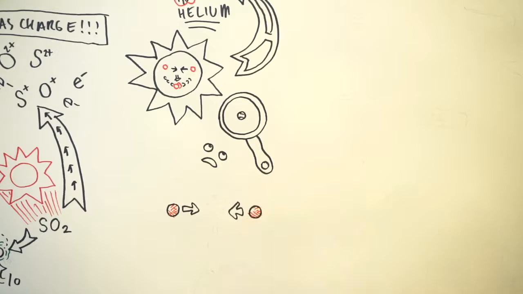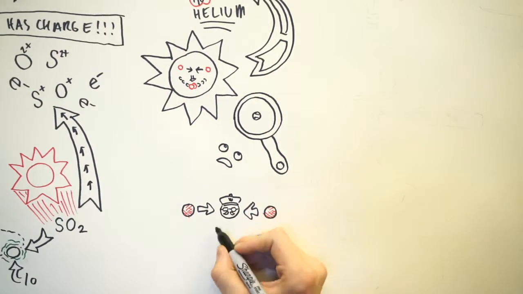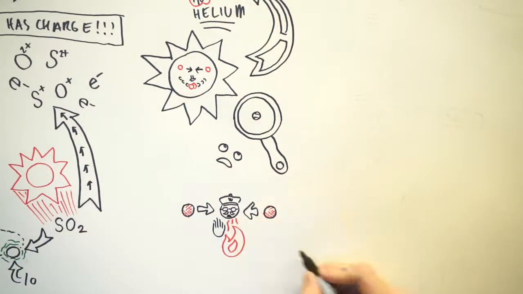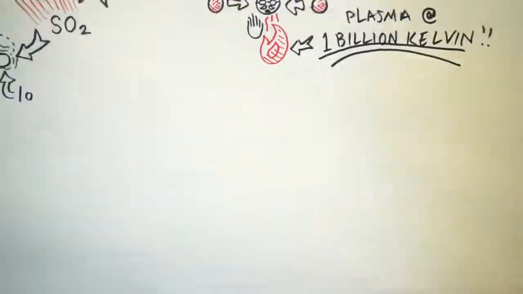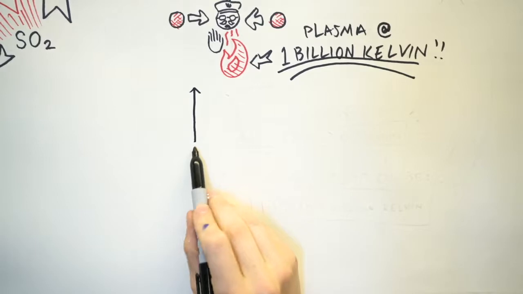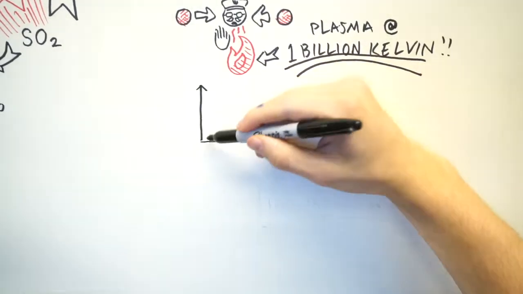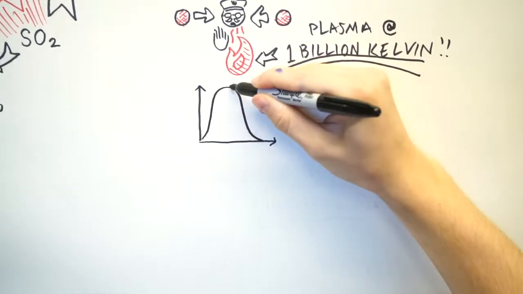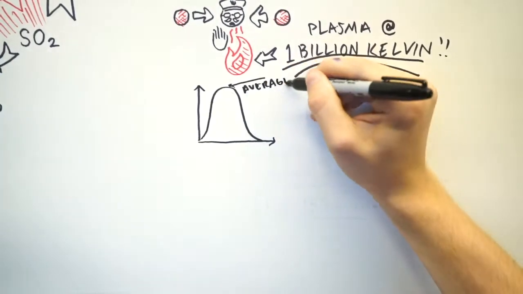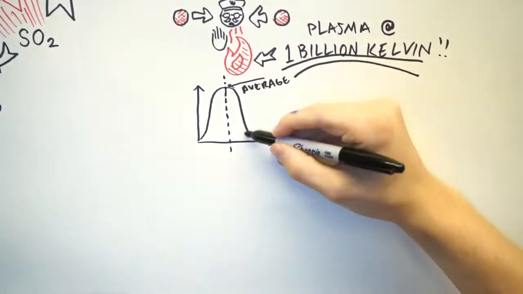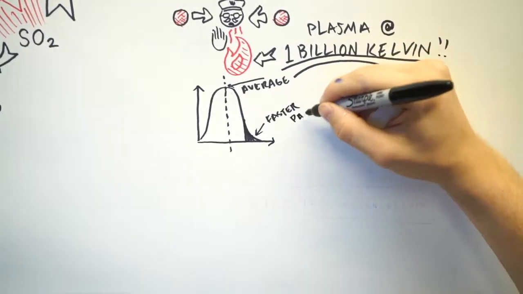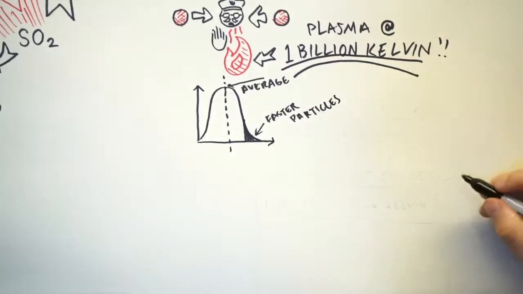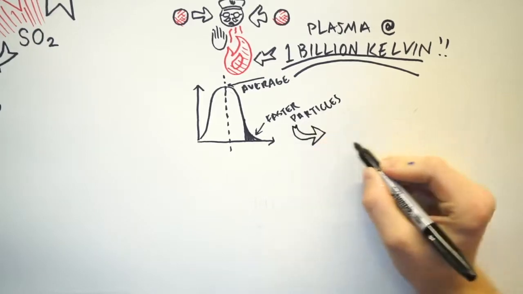In order to overcome Coulomb's law and fuse two atoms together, the temperature of the plasma would need to be 1 billion degrees Kelvin. However, if we look at the bell curve of all the particles' temperatures, we see that while the average temperature is too low for fusion to take place, there will still be a small number of particles that will move fast enough to allow the nuclear strong force to take over and fuse the atoms together.